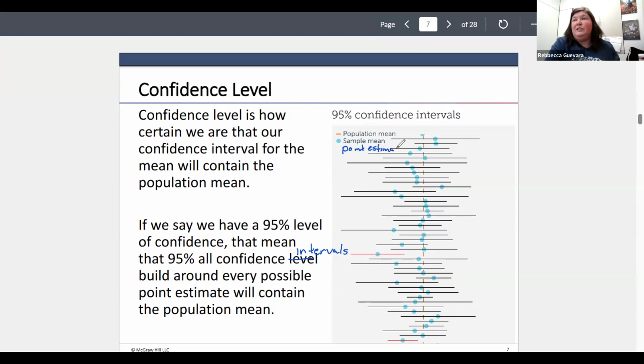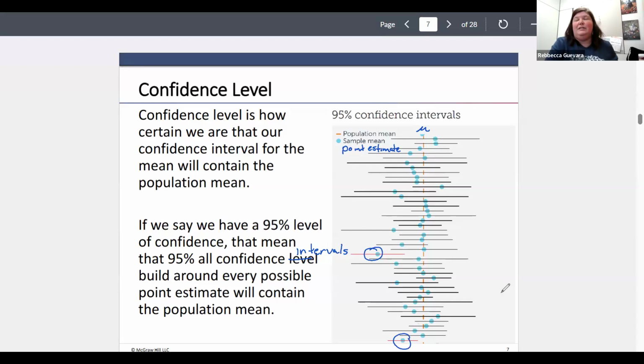Because like I said, there are several samples I can take and I can get a lot of different point estimates. Most of them are pretty close to this dotted orange line, which is going to be my mean, or my population mean. So like I said, most of these dots are pretty close to it, but occasionally you get one that's really far away.